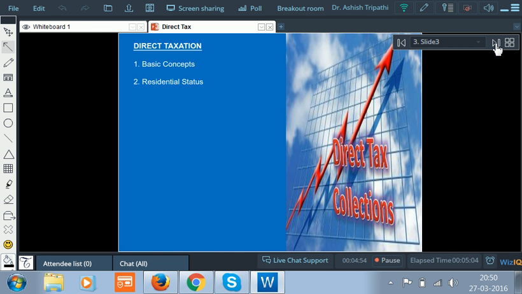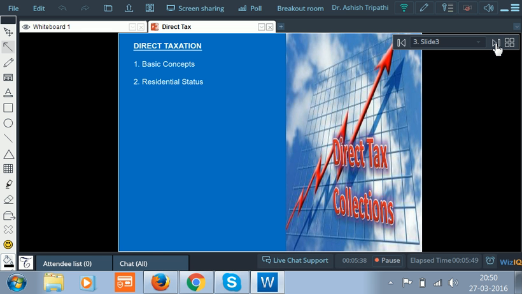The tax amount differs. If you are resident of India, the amount of tax will be different than the non-resident of India. So until and unless you know whether he or she is resident of India or non-resident of India, you won't be able to calculate income tax. So the first step towards income tax is to know the residential status. So how to find out whether he is resident of India or non-resident of India? All those things we are going to learn in the second chapter, that is residential status.